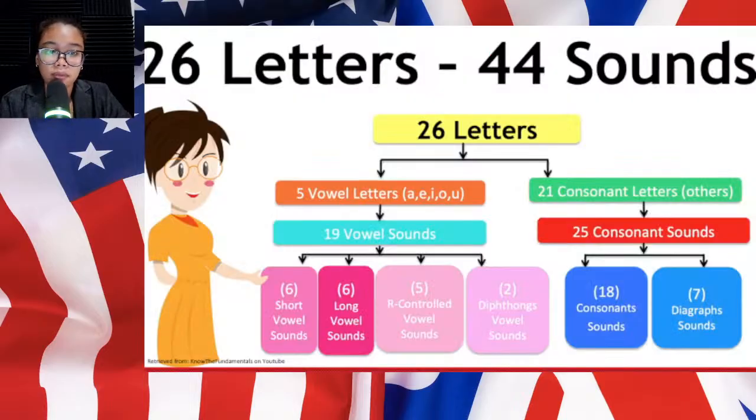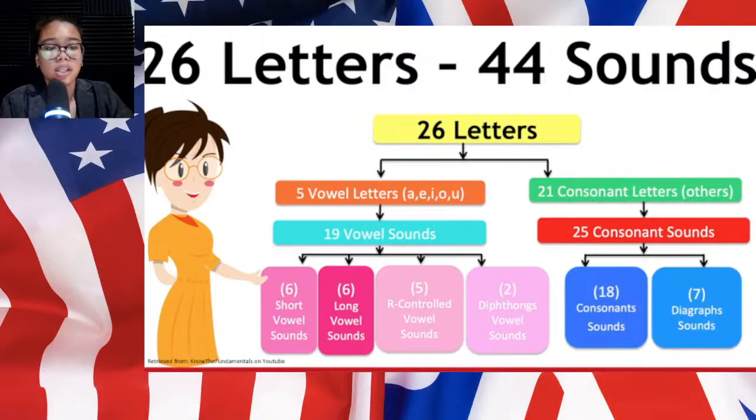But see, there are only five vowel letters in the English alphabet, but there are 19 vowel sounds in the English language. Imagine, that's almost four times the number of its vowel letters. So that's how complex English is when it comes to pronunciation, because it is not one-to-one, meaning one letter has only one sound. Just like Spanish, where one vowel letter has only one sound.